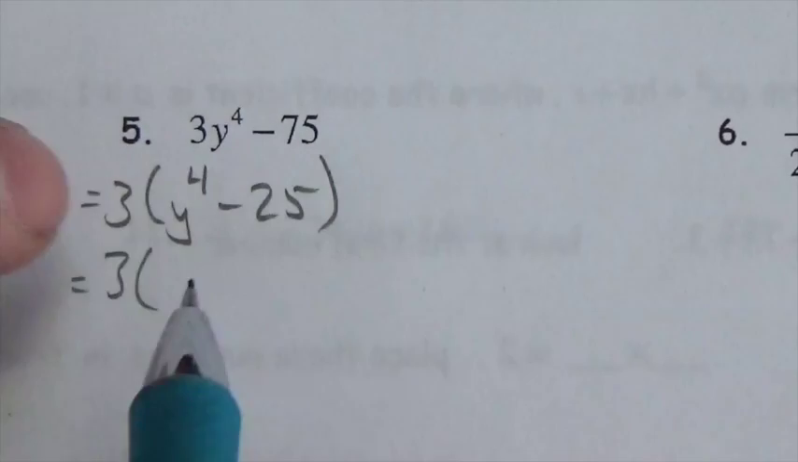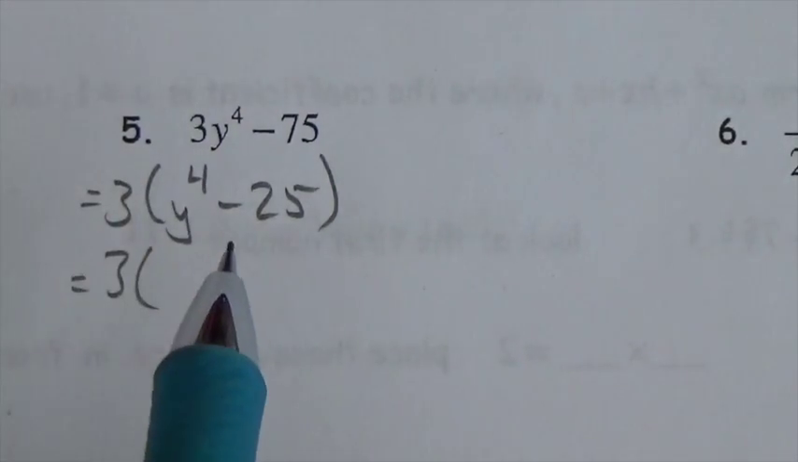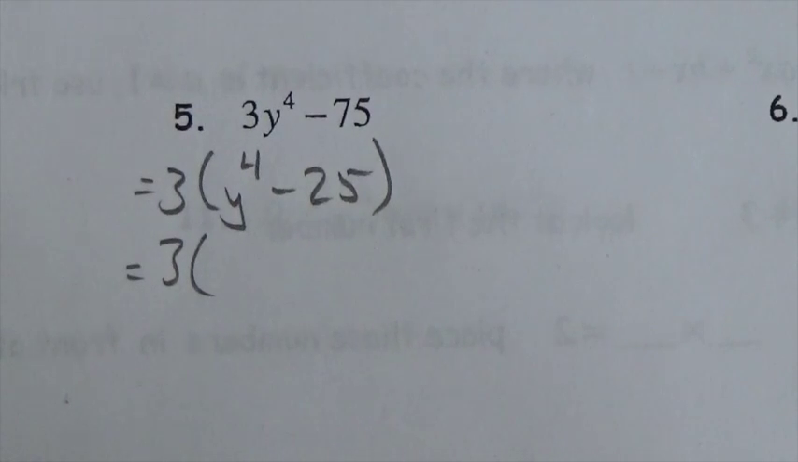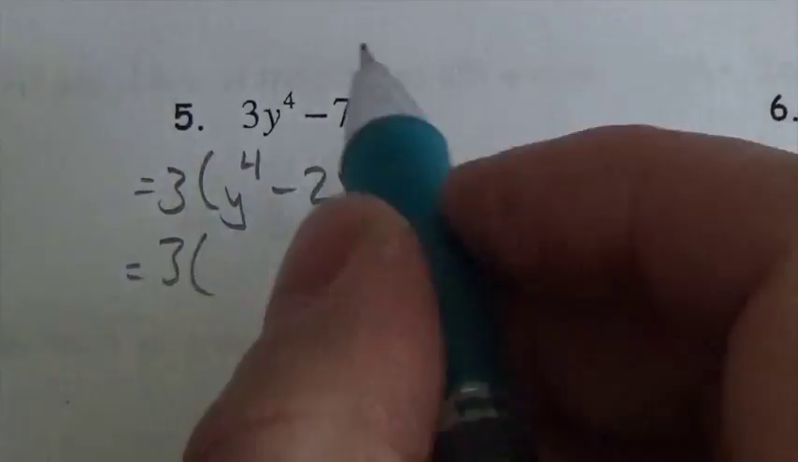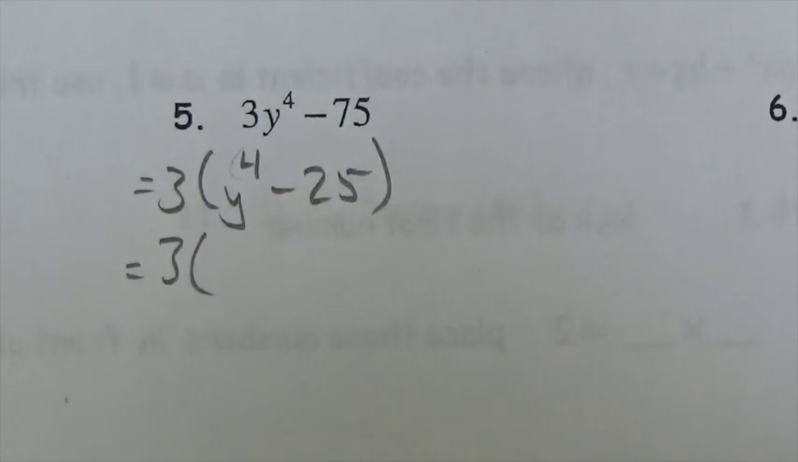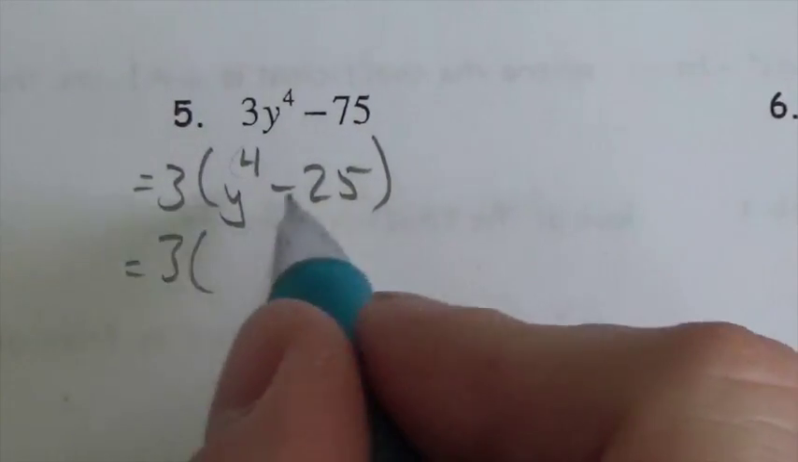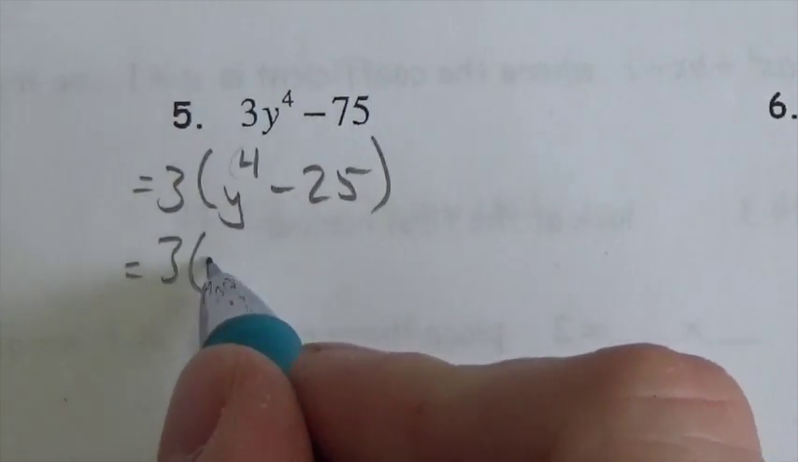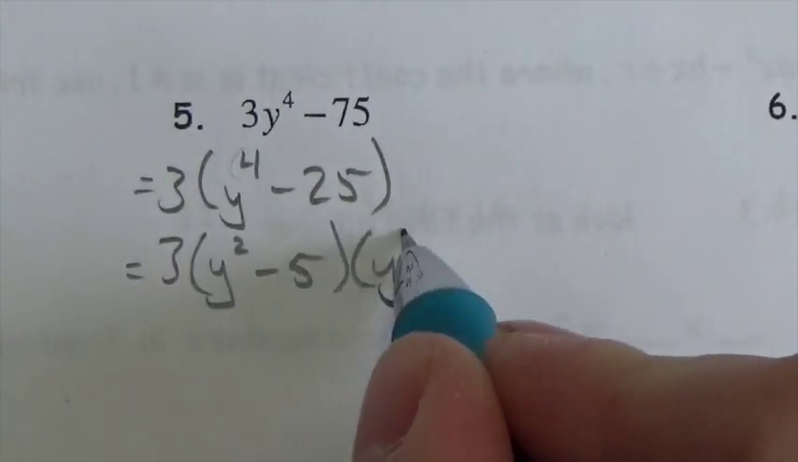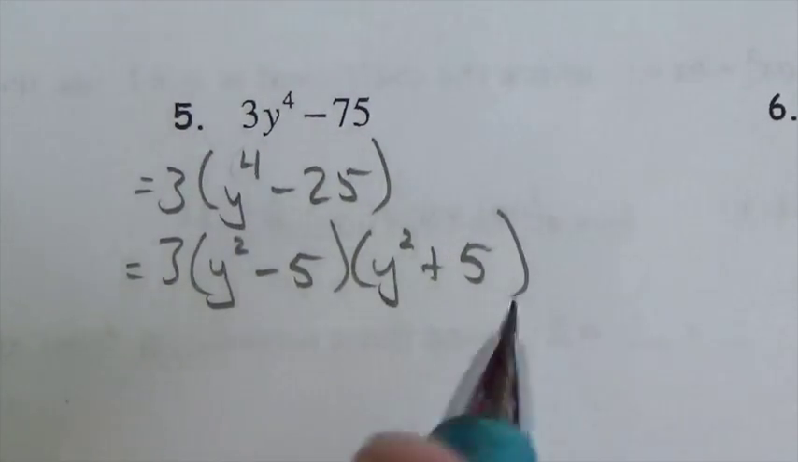Now again, I recognize that y to the 4th is a perfect square because I can divide the exponent by 2. This is not a matter of me taking the square root of 4, although 4 is a special number because its square root is the same as dividing by 2. And then 25 is a perfect square there, so this will become y squared minus 5, y squared plus 5.